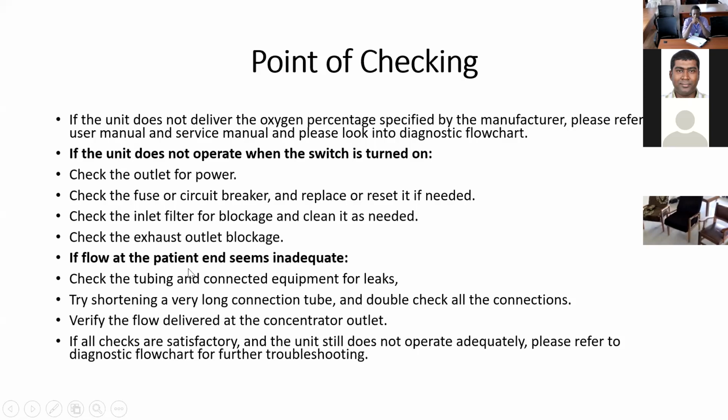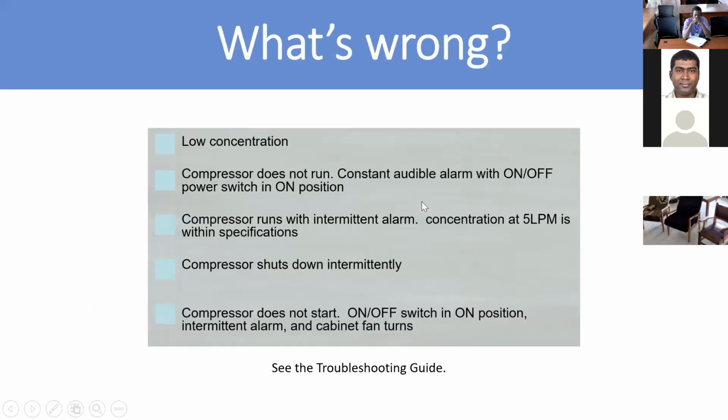If the flow and patience seem inadequate, check the tubing and connection equipment for leakage. Try shortening very long connection tubes, double check all the connections, and verify flow delivery at the concentrator outlet. If all checks are satisfactory and the unit still doesn't operate adequately, please refer to the diagnostic flow chart for further troubleshooting. I attached a diagnostic flow chart to make life easier.